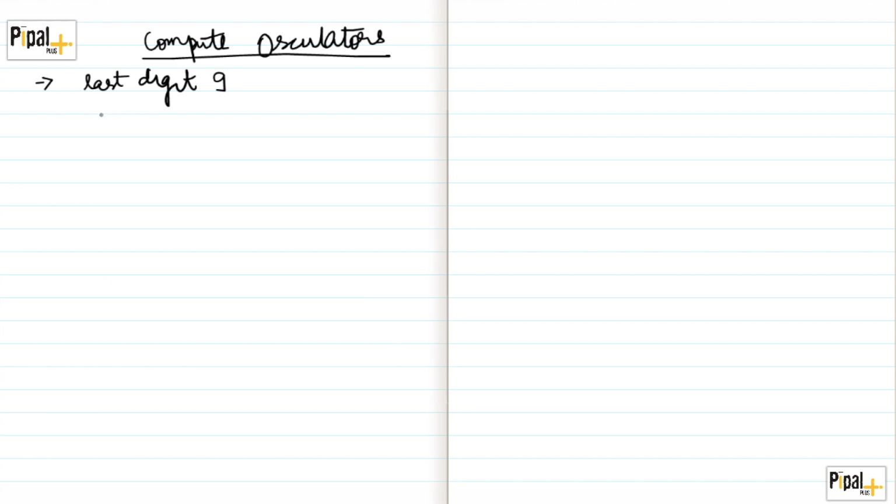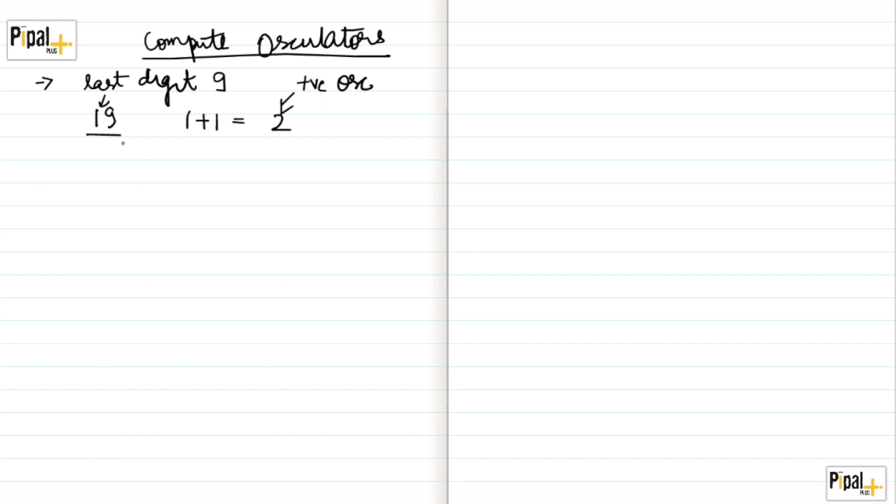So let's take an example. Let's say 19, so we have to calculate the oscillator for 19. For all the numbers whose last digit is 9, I'll remove the 9, and what I'm left with is 1. I'll just add a 1 to this number 1, and I get a 2. This is the positive oscillator for the number 19.